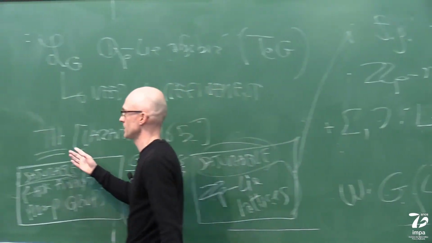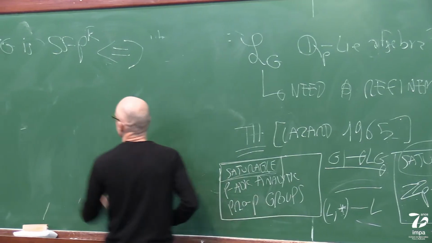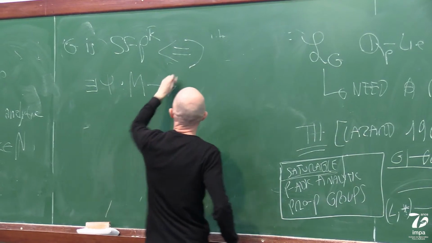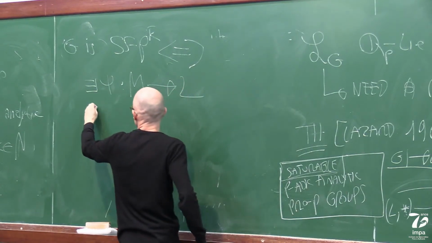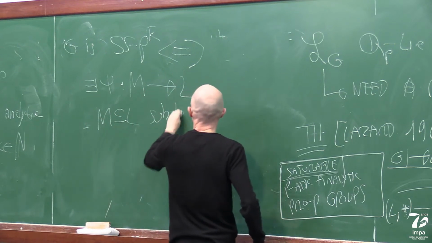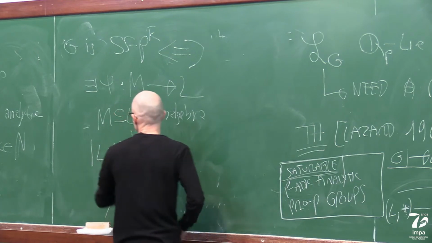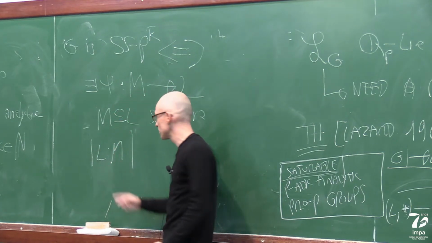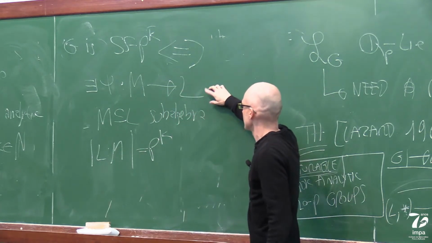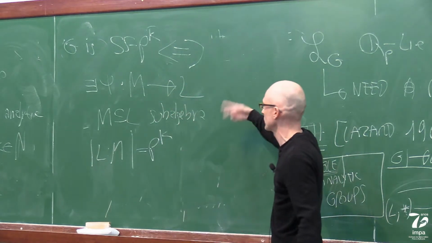In the case of Lie lattices, we have a definition. I will write a definition. There exists psi from M to L, where M is a subalgebra. The index of M in L as an additive subgroup is P to dk. So this is an algebra homomorphism of algebras. I call it a virtual endomorphism.